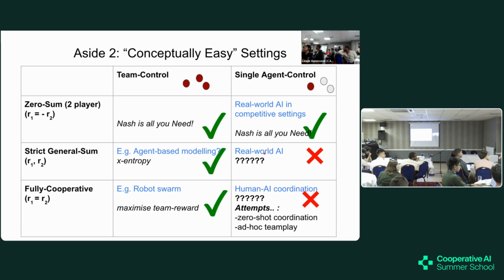One clarification. The slide is titled conceptually easy settings. Is that meant to include the red X boxes? The green ticks are the conceptually easy settings. So these ones, the green tick marks, these are the easy settings, conceptually easy. The red crosses are the opposite.